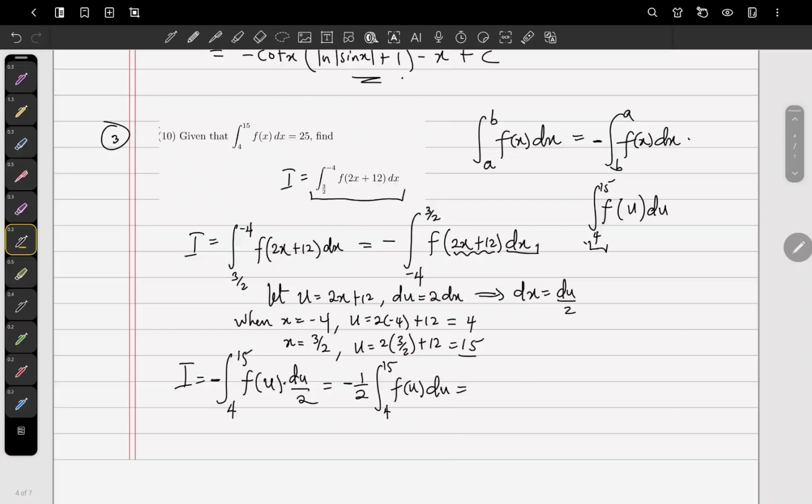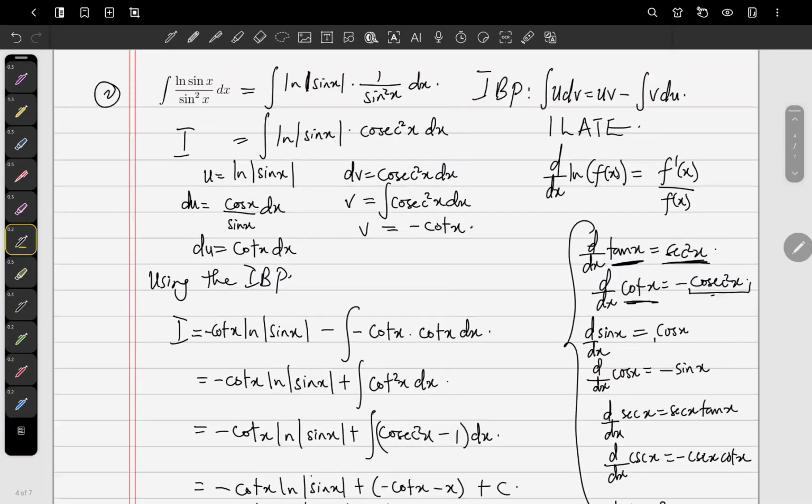But that is beautiful. We already know what that is. We're given that. That is just 25. So this is equal to negative 1 over 2 times 25, which is equal to negative 25 over 2. You see why it is my favorite. It's very sweet, but it only requires that you know what to do. Unless it is not going to be sweet, it is going to be sour.